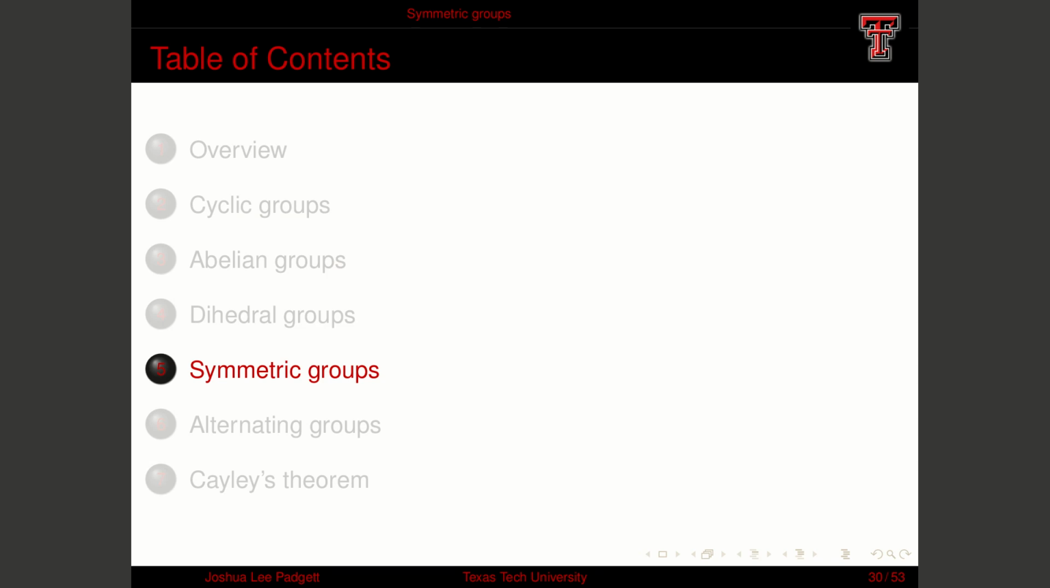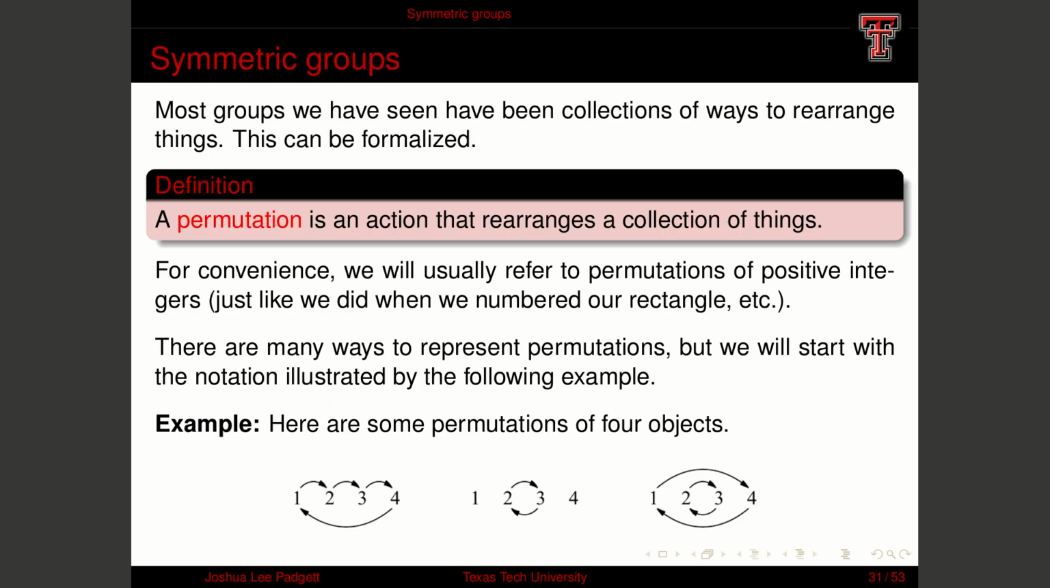All right, so we have cyclic groups, which are basically the integers modulo n. We have abelian groups, which are very nice groups in terms of having commutativity of their operations. Then we have dihedral groups, which are basically your regular polygons. And now we're going to talk about symmetric groups. Symmetric groups are basically groups that can be seen as collections of ways of rearranging things.